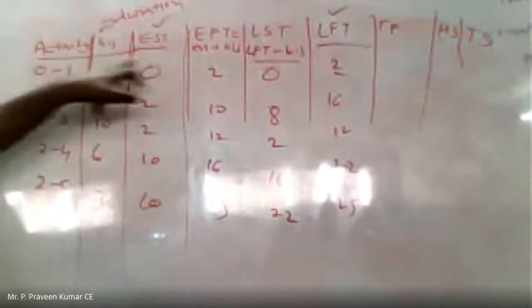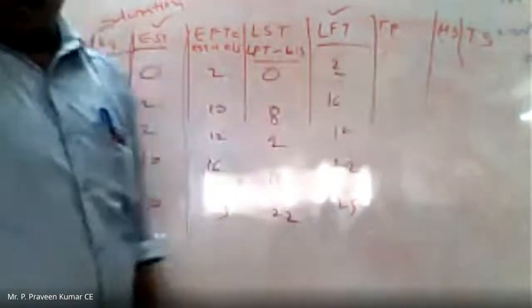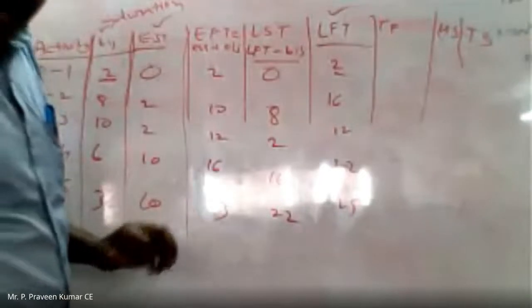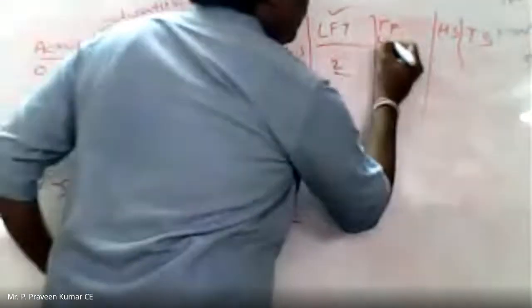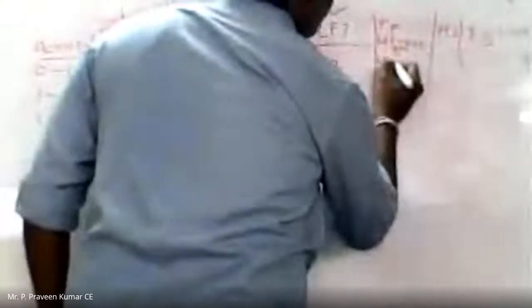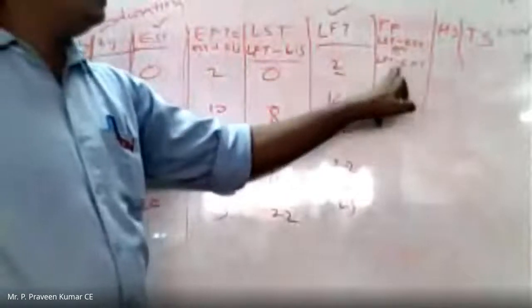Okay, now we have calculated EST, EFT, LST and LFT. Now total float. What is the formula for total float? Already I have given the formulas. LST minus EST, or we can calculate LFT minus EFT. Either you can take the starting time or you can take the finishing time.